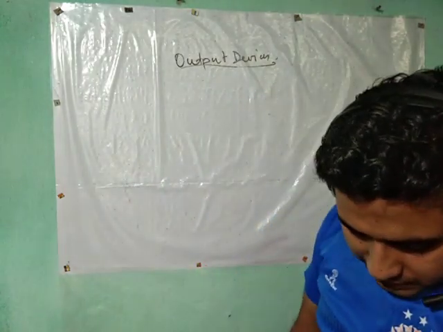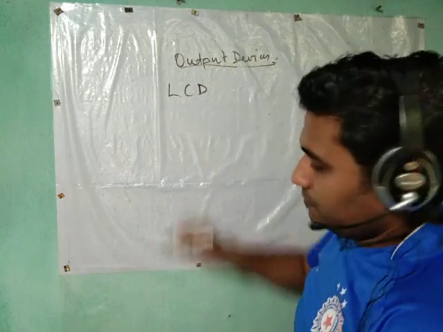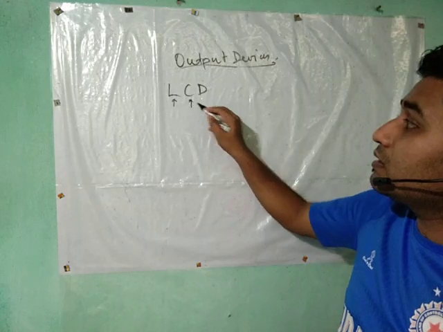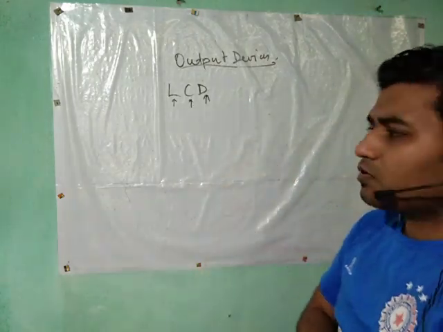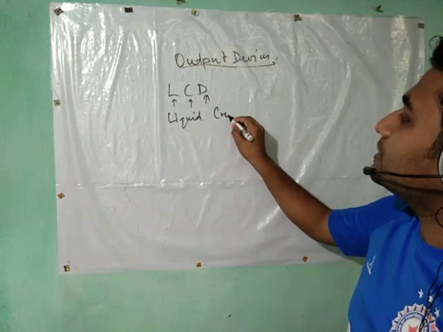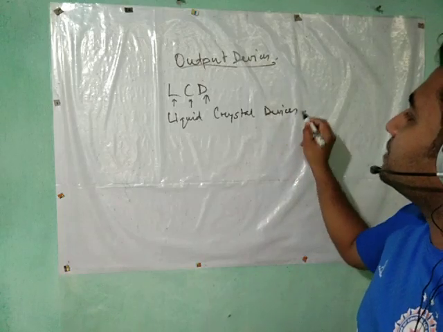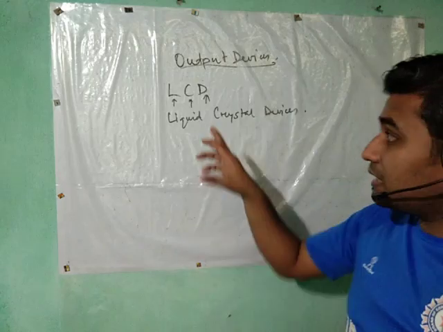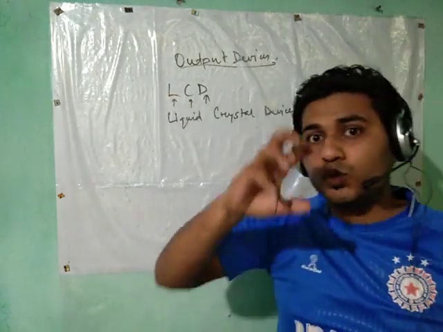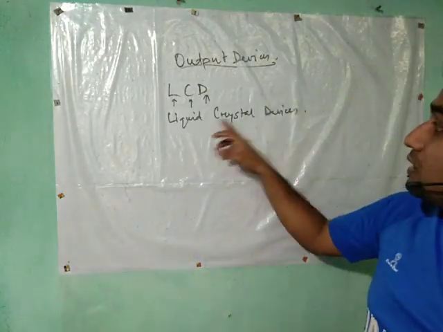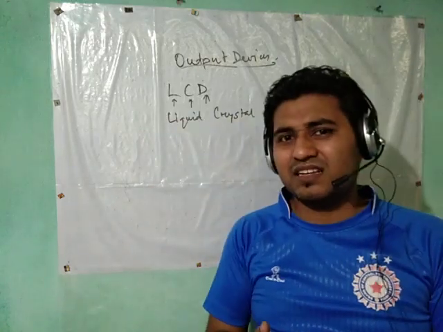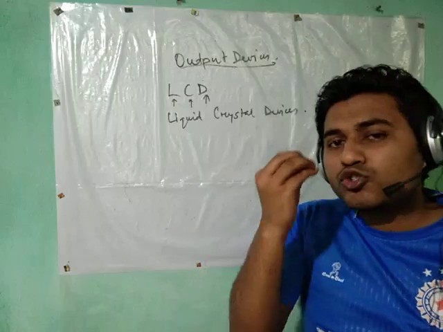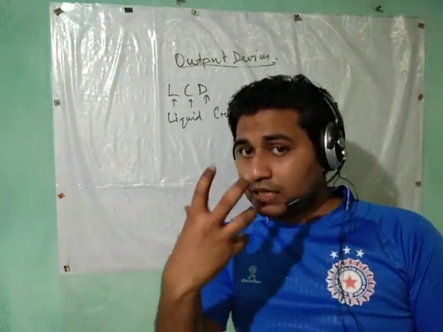Now see, one of the important output devices is LCD. What is the full form of LCD? L for liquid, C for crystal, and D for device. Understood? LCD. Whatever LCD is, inside it there will be some fluid type of thing, a fluid made up of some crystals. So liquid crystal will be inside that device, which will project the digital information that our computer system wants to show to the user. I hope you now got it.